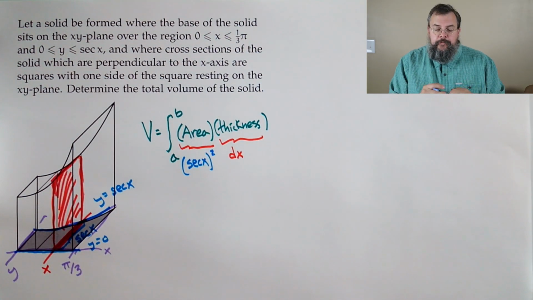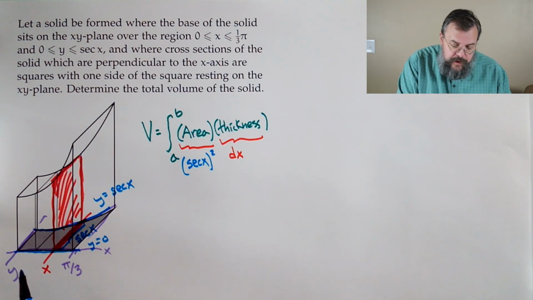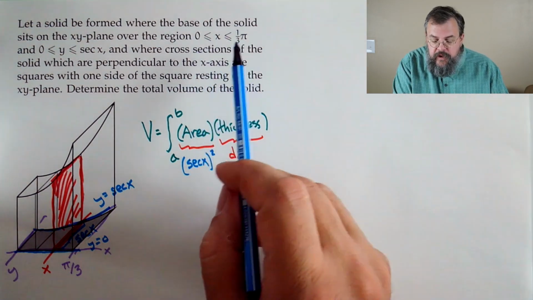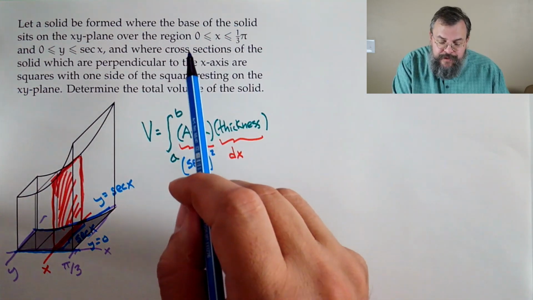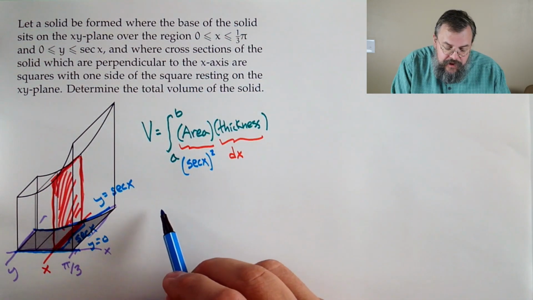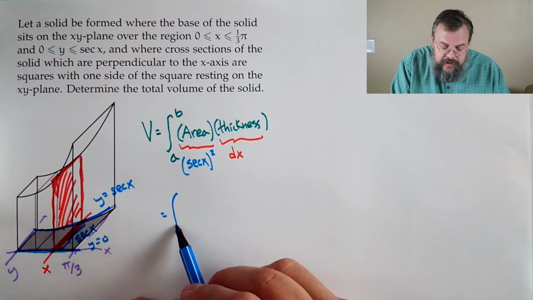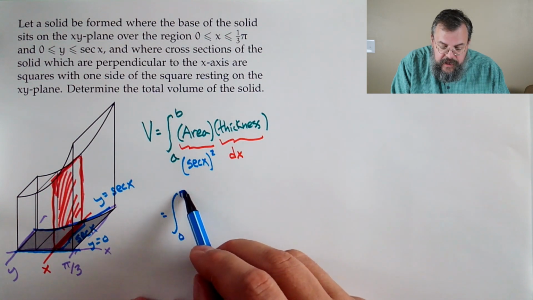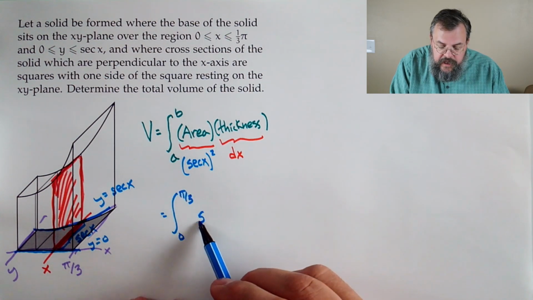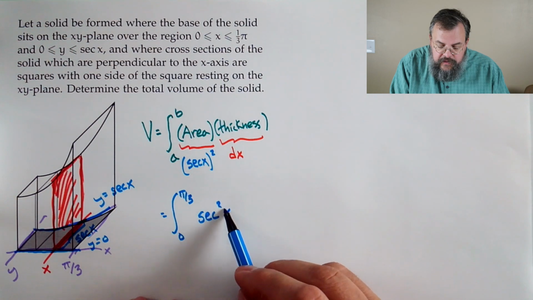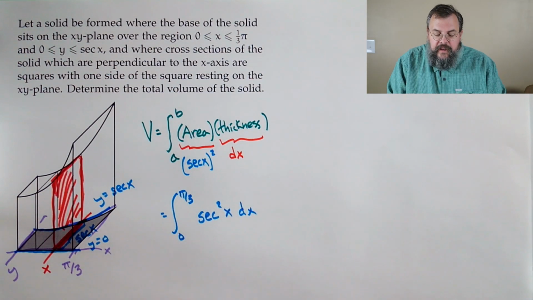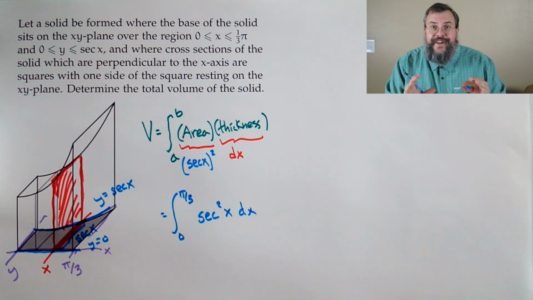All right, good. Now, where do we start and where do we stop? Where do we start and stop x? From 0 to pi over 3. So we start at 0, go to pi over 3, and we're going to integrate secant squared of x dx. That's our setup. Good.